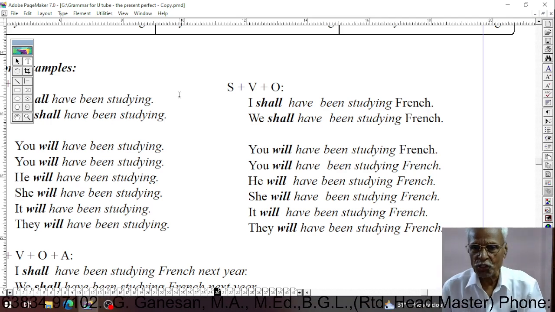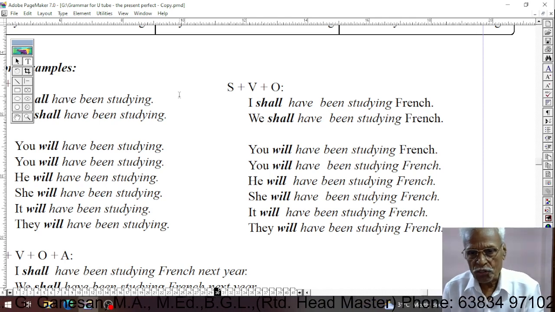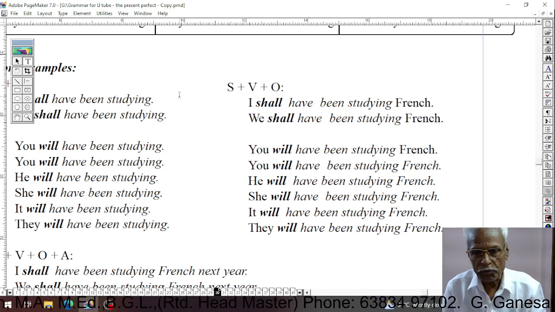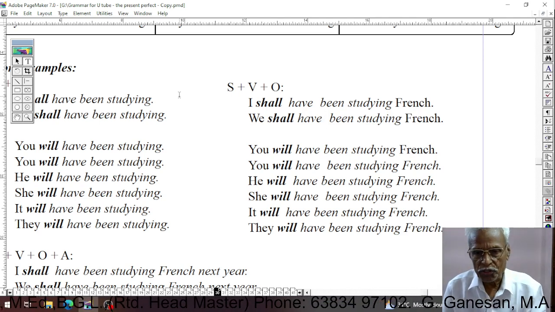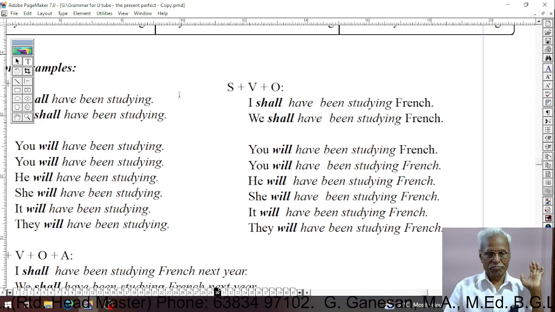Similarly, you shall have been studying French. He will have been studying French. She will have been studying French. It will have been studying French. They will have been studying French.